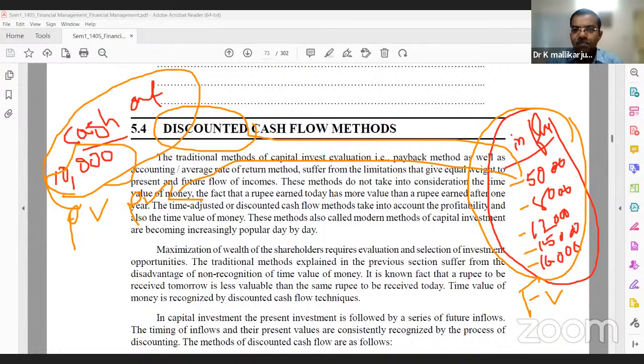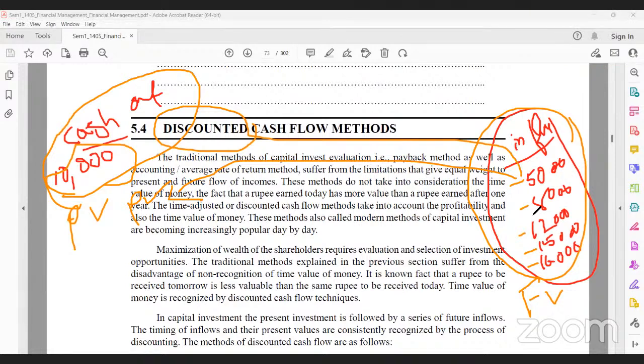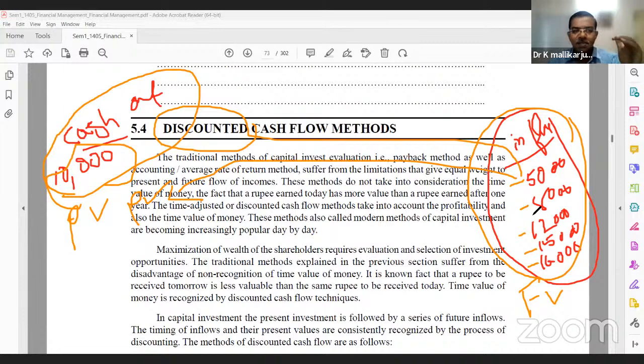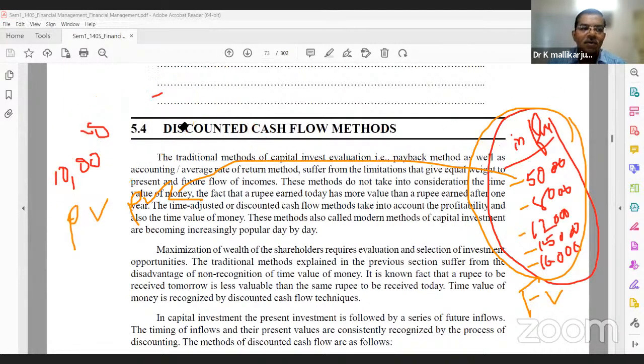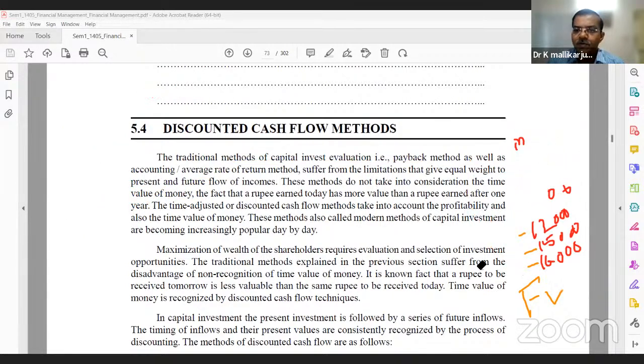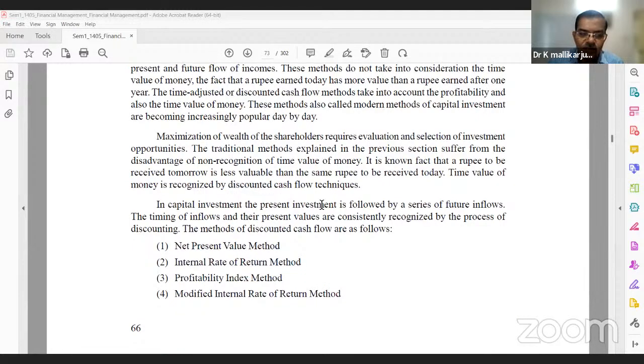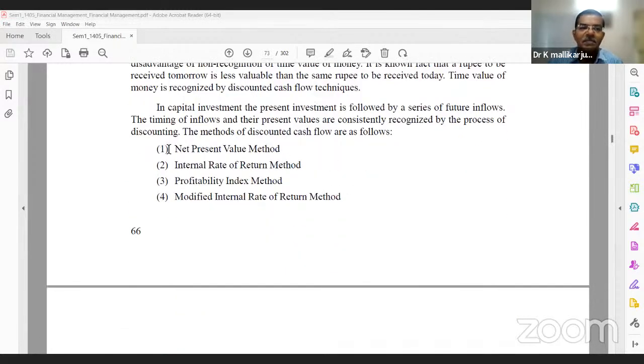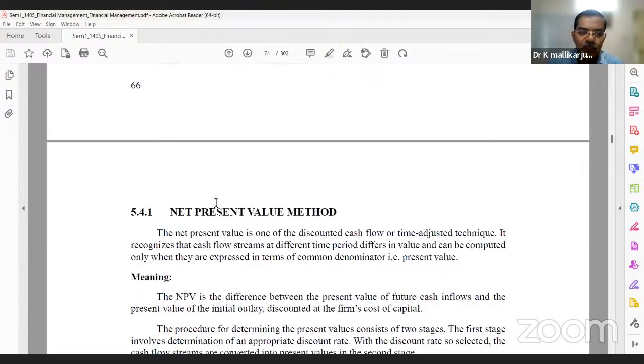Under this, it is very simple. These are the future cash flows, and future cash flows are discounted. The invested amount is today's value, and these are the future values. So future values are always discounted, and present values are compounded into future values. In this method, future values are converted into present values. So a very popular method is NPV, the net present value method.